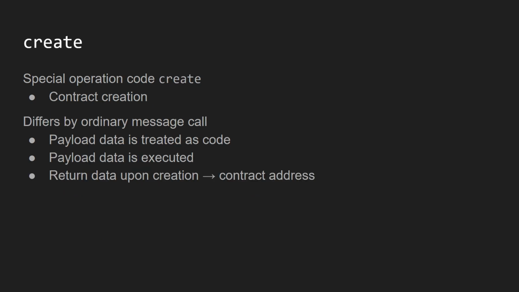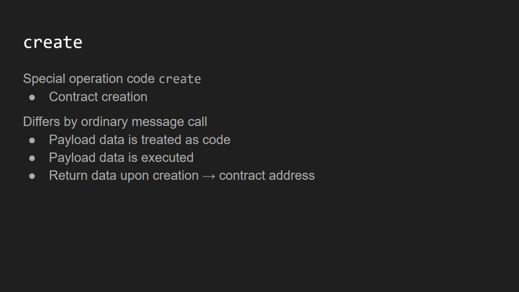Okay. The next special message call is message call create. It enables us to create a contract, and it differs from an ordinary message call by several things. First, the payload data of this create message call is treated as code. The next thing is that payload data is executed upon contract creation, and the return data of such contract creation is assigned to a contract address.